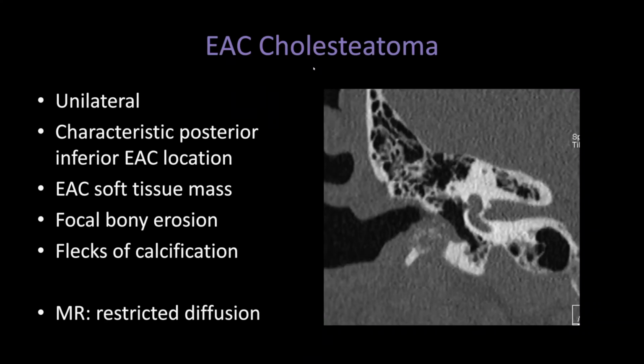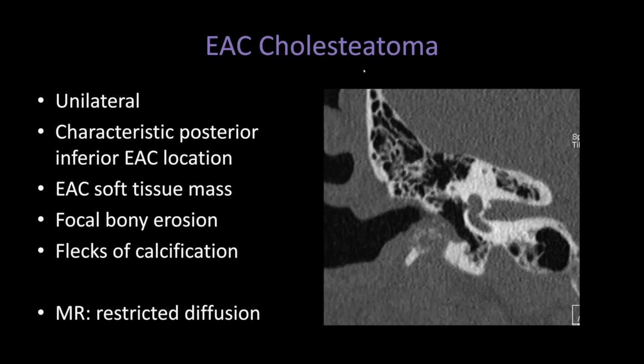For cholesteatomas, we can see these in the external auditory canal. These are typically unilateral, characteristically located in the posterior inferior aspect of the canal. And on imaging, you're going to see a soft tissue mass with focal bony erosion, like you see here on the floor of the EAC. And then these flecks of calcifications within the soft tissue are fairly characteristic for an EAC cholesteatoma.